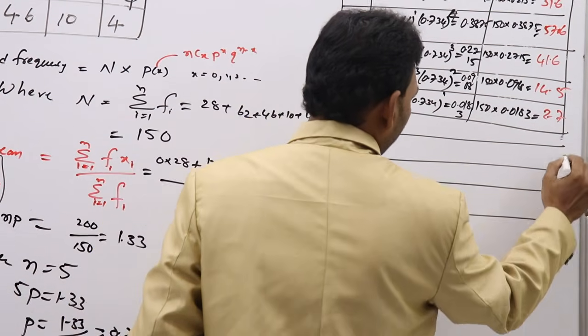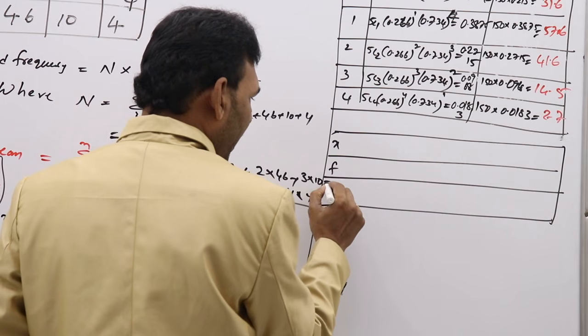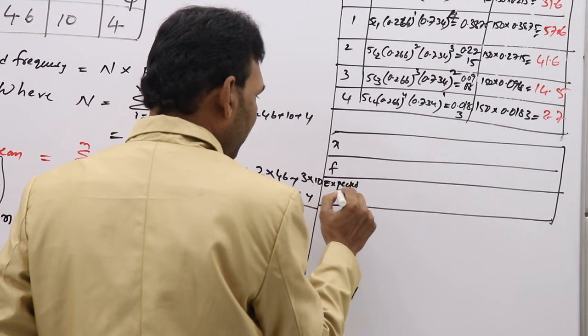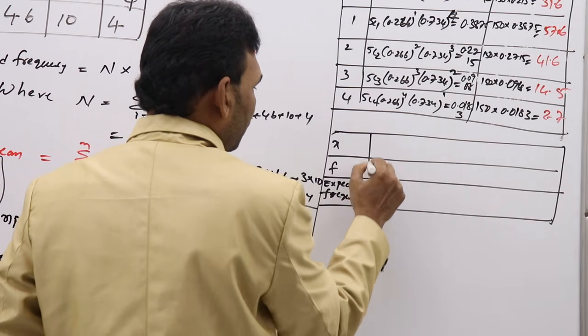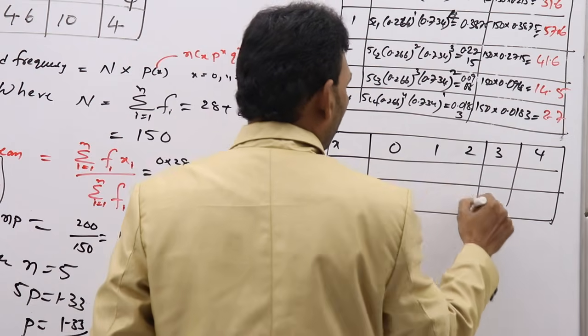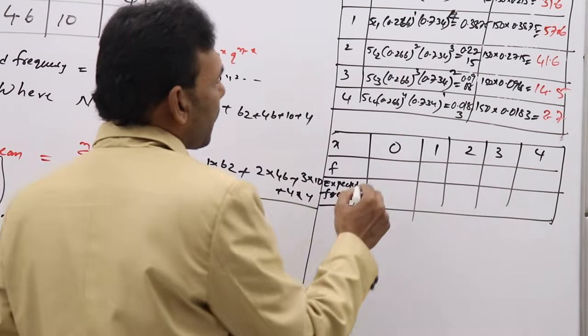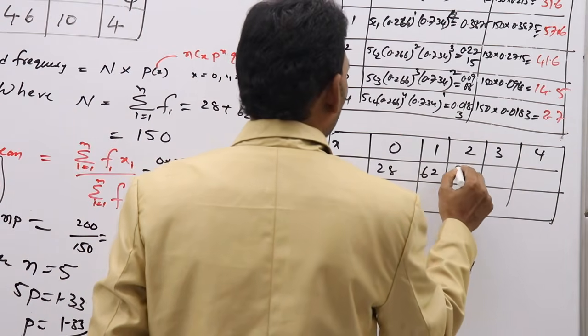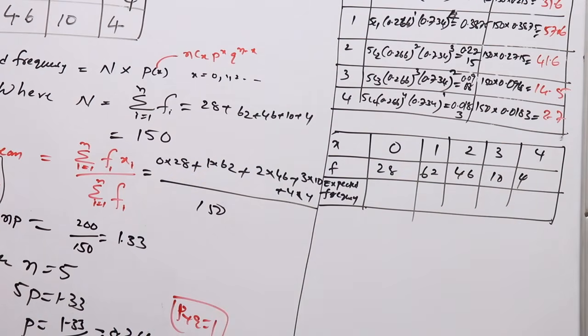Given and expected. The x and f are given. Here you need to write the expected frequency that you calculated just now. So x is 0, 1, 2, 3, 4. These frequencies are given in the question itself: 28, 62, 46, 10, 4.